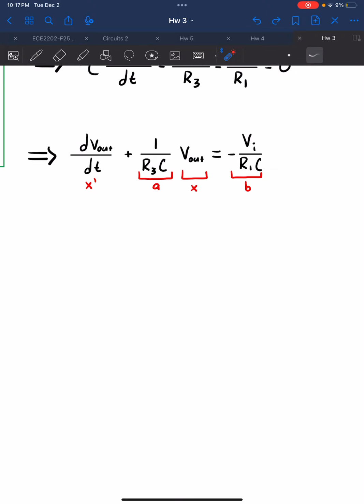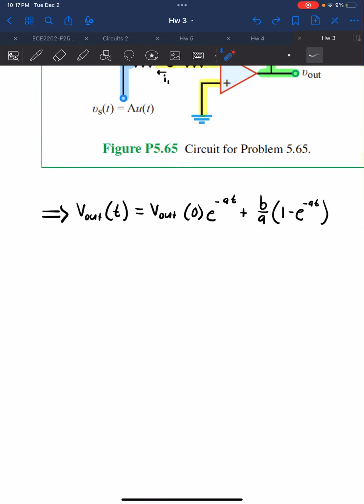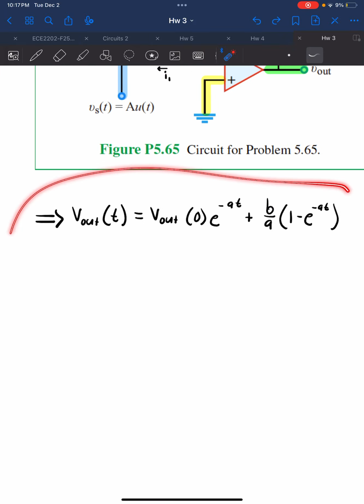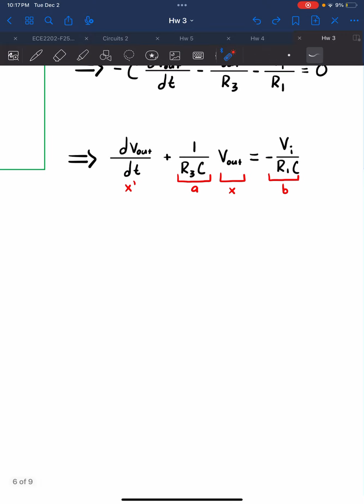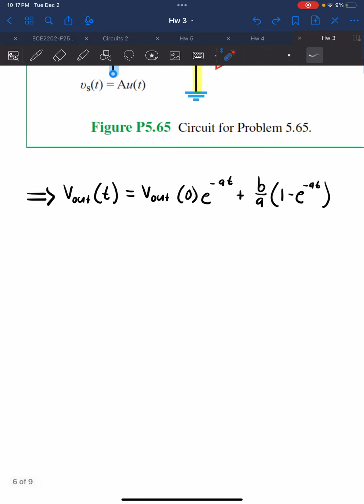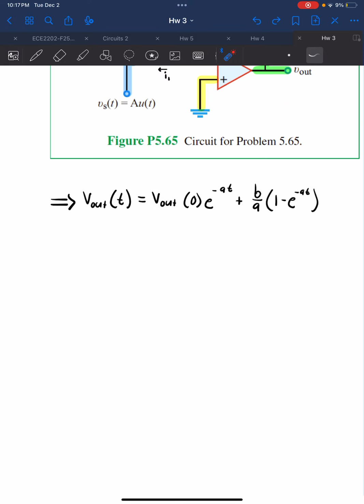And with that, we can use this equation over here. So this equation is kind of like a shortcut, but essentially, once you get your equation in this form, you can go ahead and start plugging values into this standard equation, right?